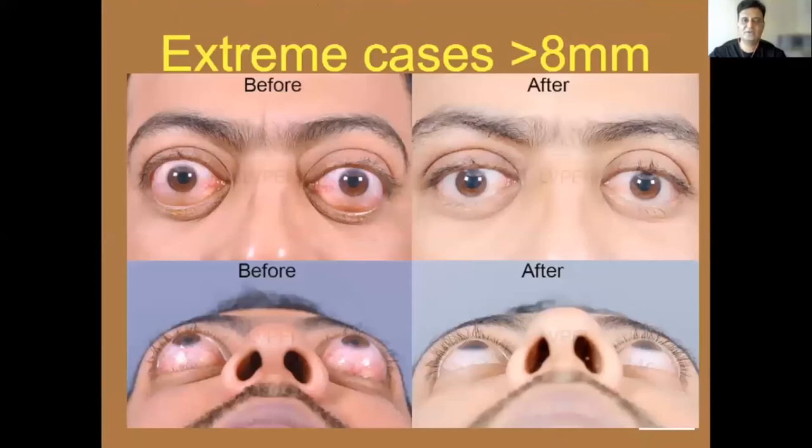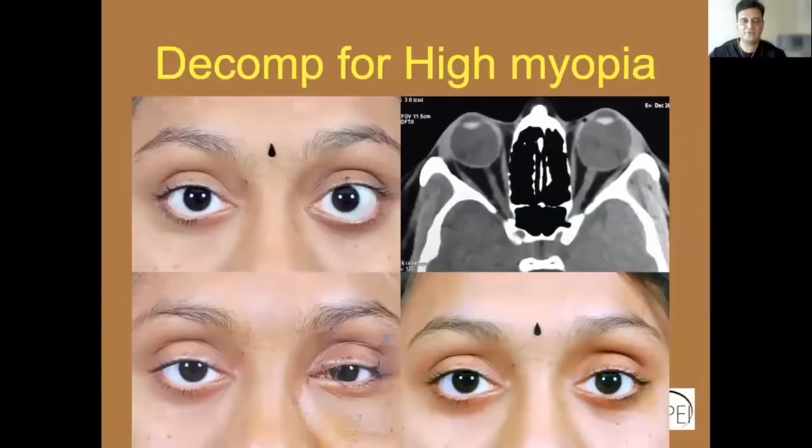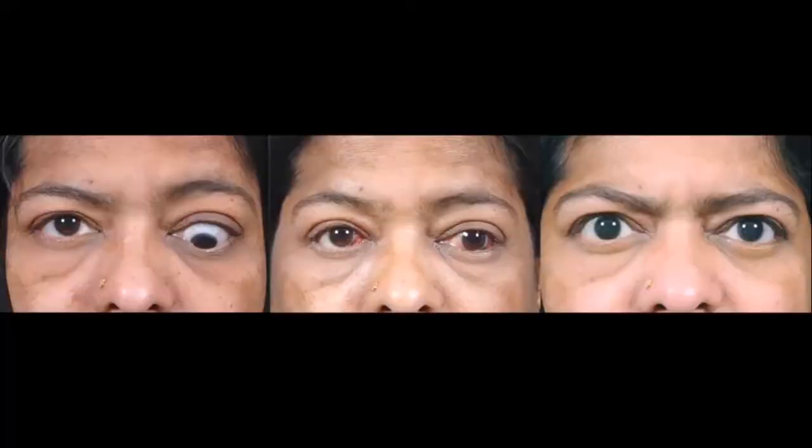For extreme cases which are above 8 millimeters, we can only do so much with 3-wall decompression. However, if we want to have a further reduction, we may have to advance the maxillary zygomatic complex of the bony anatomy in order to cover the eye more. Same decompression philosophy can be used for non-thyroid causes such as unilateral high myopia, as seen in this lady, where we did a fat decompression along with a lower eyelid retractor release to give us symmetry.